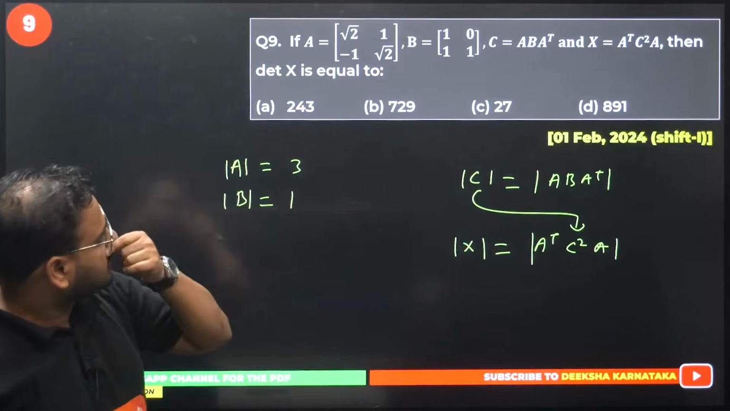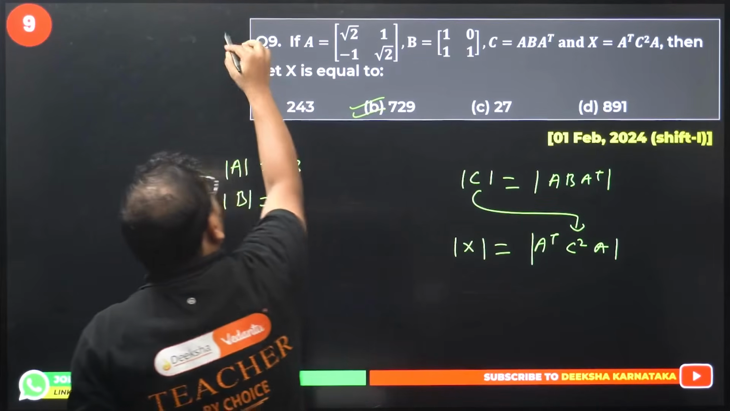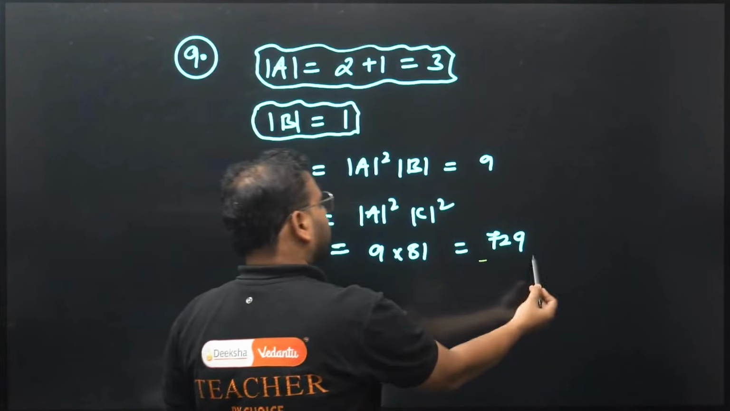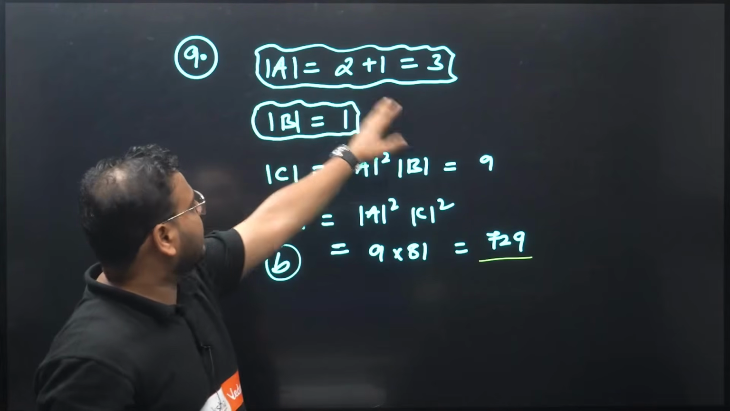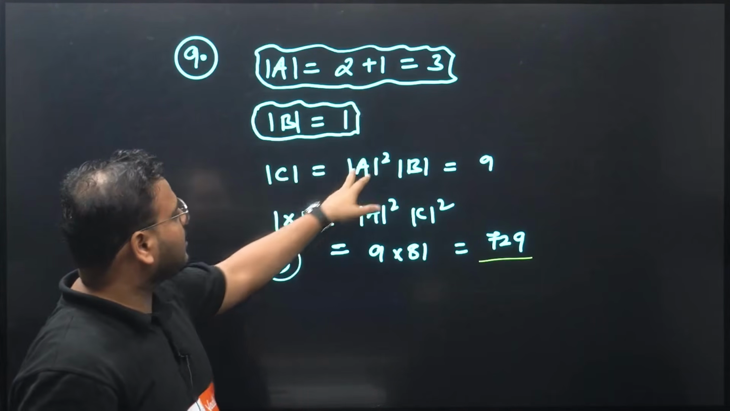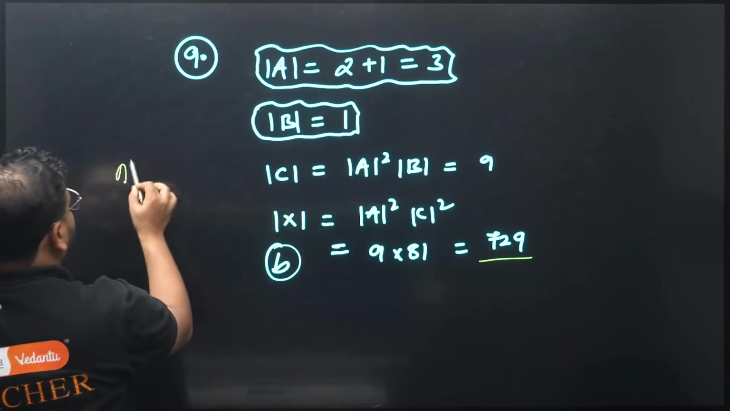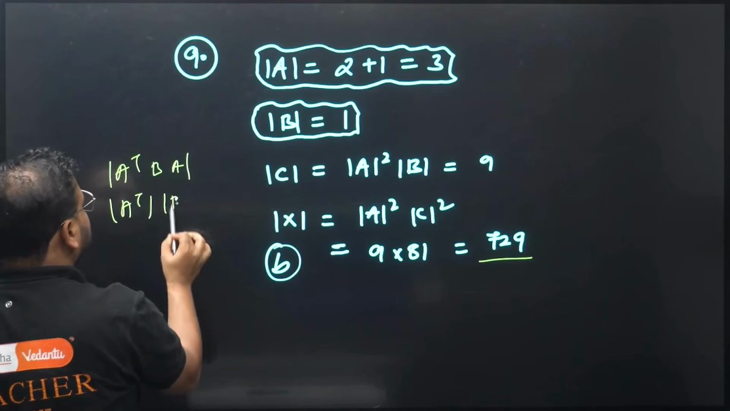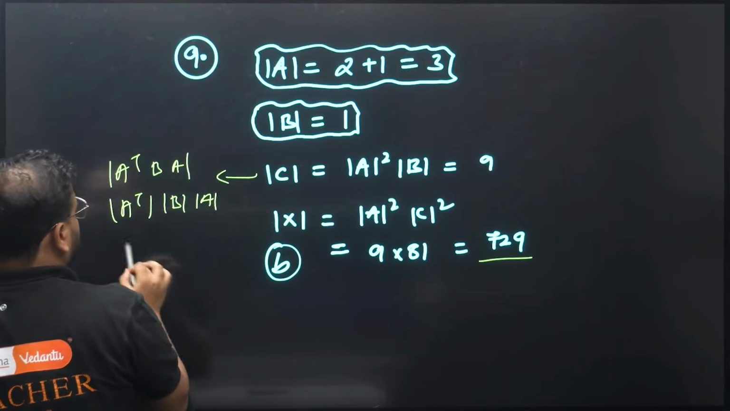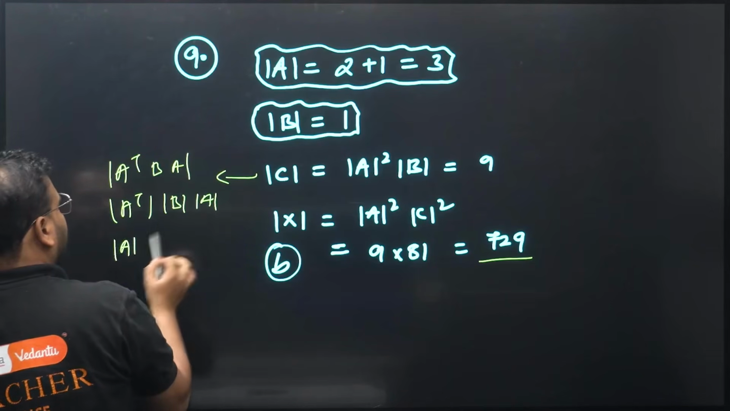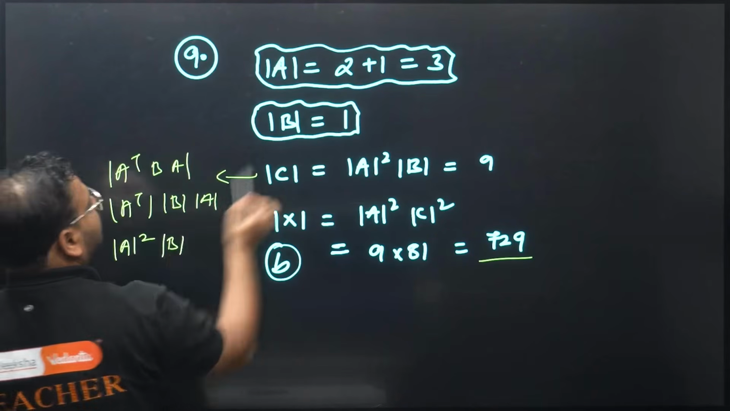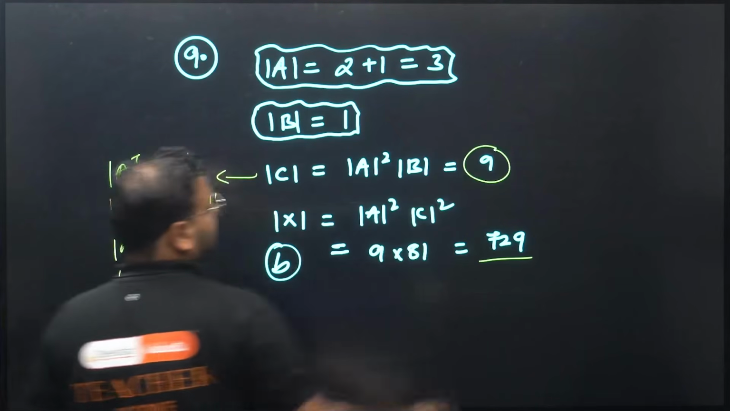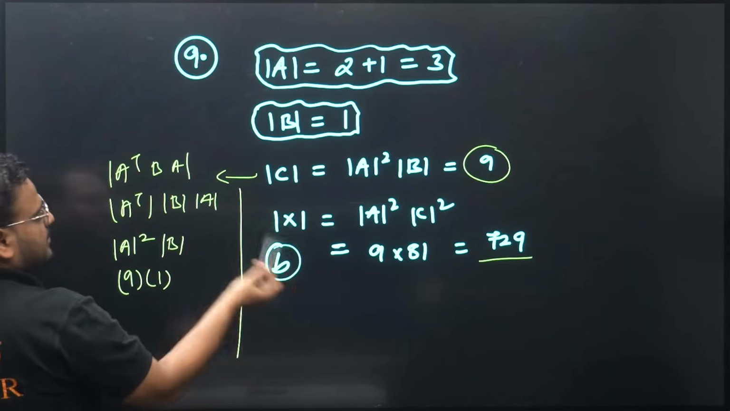So I think the answer should be 729. Is option B right? Yes, I think so, 729 is the right answer. When you do that, you get A as 3, B as 1. Determinant of C will become what? Please check, you had A transpose, B and A. The determinant will become A transpose, B separate and A separate. We get A transpose as simply A only, so we have one more A, meaning A square. Determinant of B, what is square of A? Square of 3, so 9 times the square of B, meaning 1. Answer is simply 9. Same, just put the value of C now.